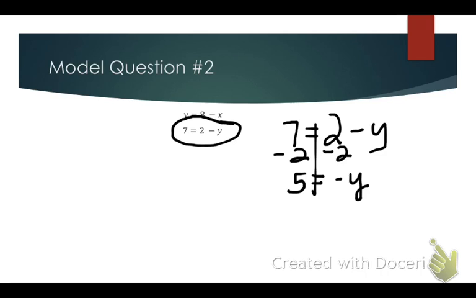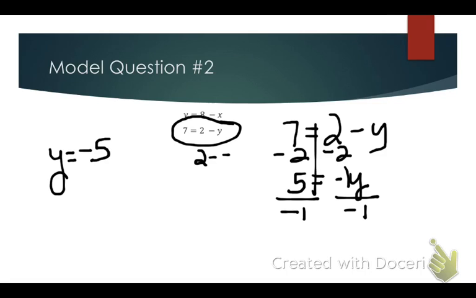Well, I still don't have y by itself, so I'm going to divide both sides by a negative. And if you like, you can always put a 1 in there. It's very helpful for some people. So I get y equals negative 5. As I go back to this equation, I would have 2 minus 5, and that does give me 7. So that's pretty good for my y.